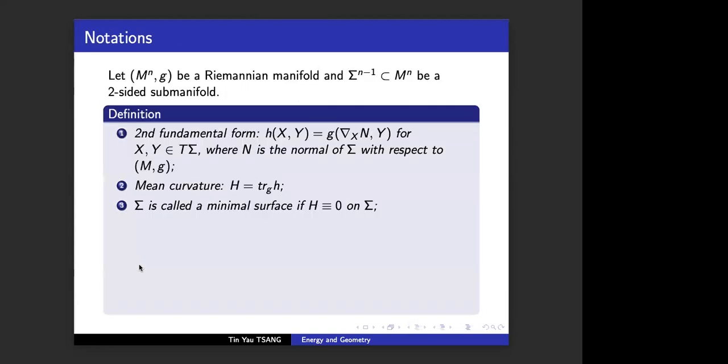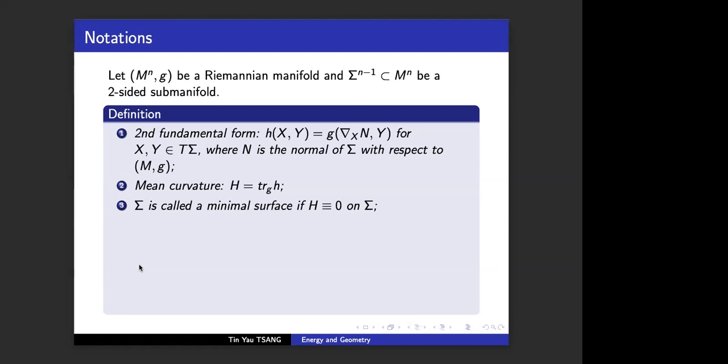So let me fix some notations at this moment. Given a two-sided surface, a submanifold in an ambient manifold, I will define the second fundamental form in this way, such that the trace of it will be called the mean curvature. If you have a positive sign, for example, in Euclidean space a sphere with respect to the outward normal has positive mean curvature. So it's just a sign convention, not much special.